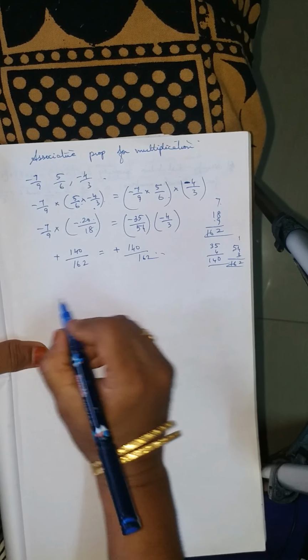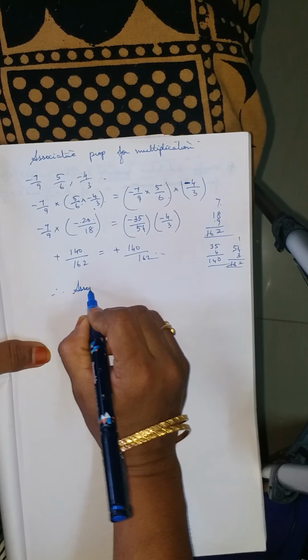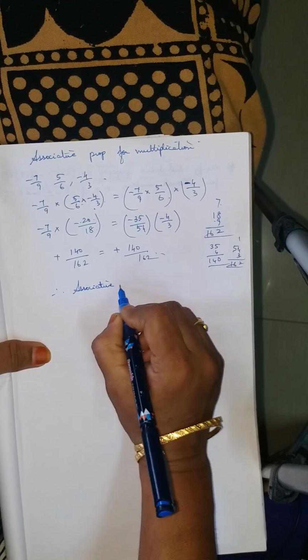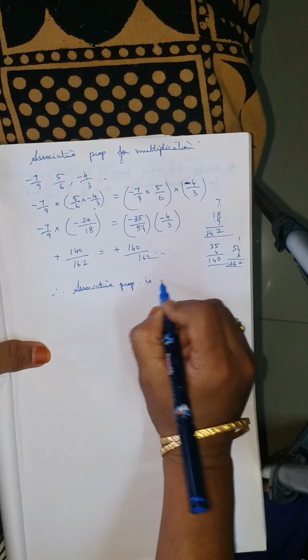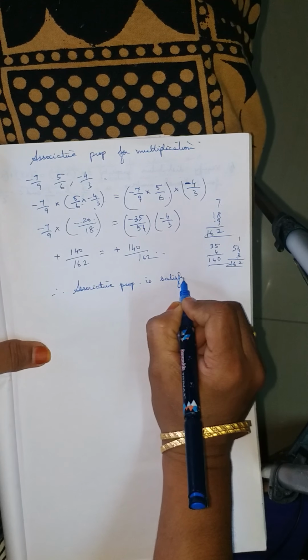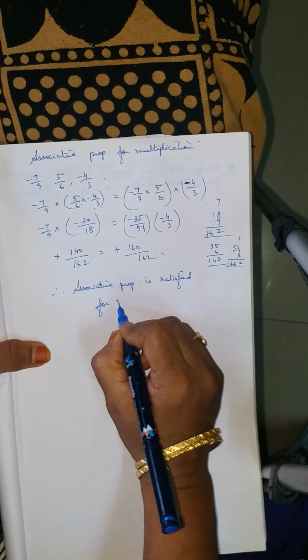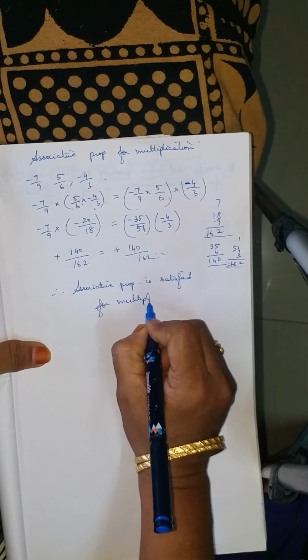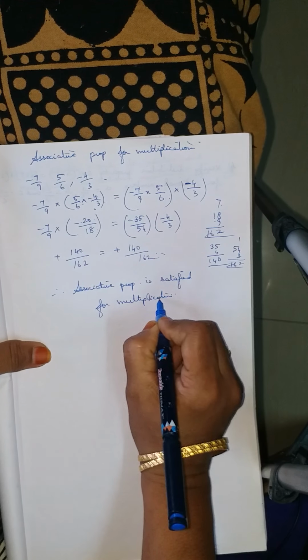Here both sides are equal. Therefore associative property is satisfied for multiplication of rational numbers. Okay.